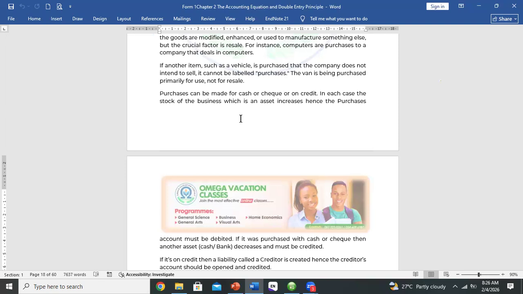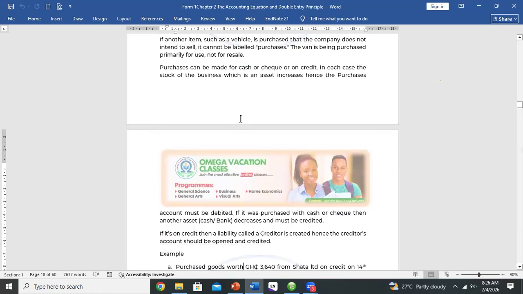If it was purchased with cash or check, then another asset, like cash or bank, decreases and must be credited. If it is on credit, then a liability called a creditor is credited. Hence, the creditor's account should be opened as credit.